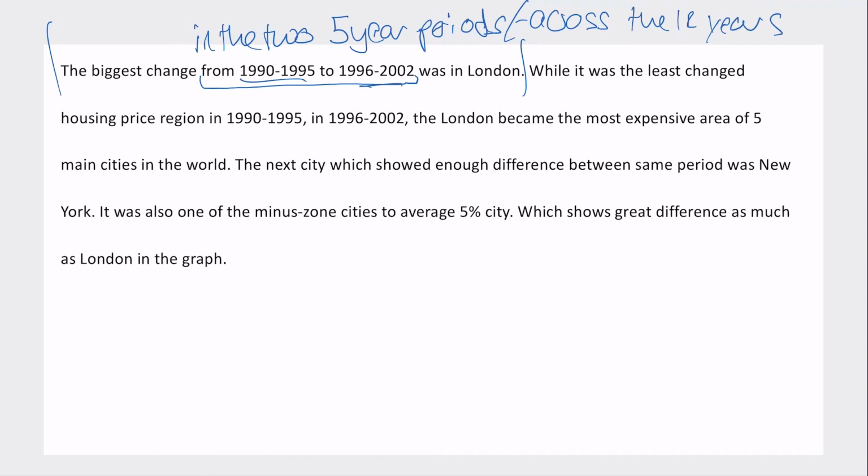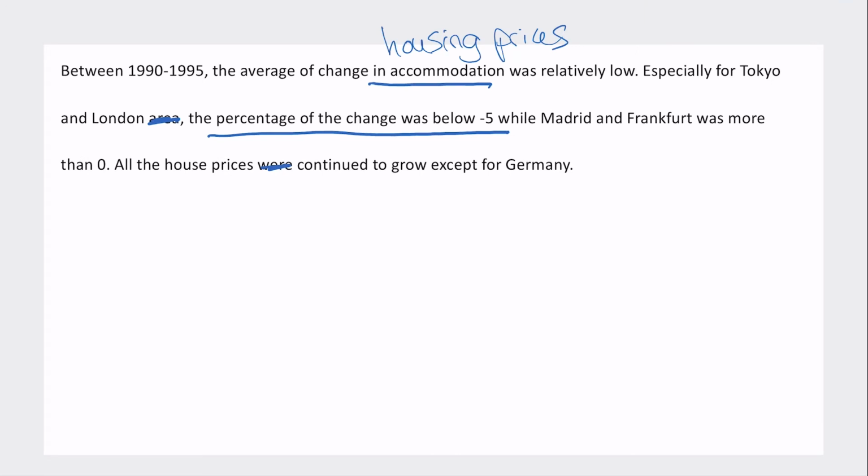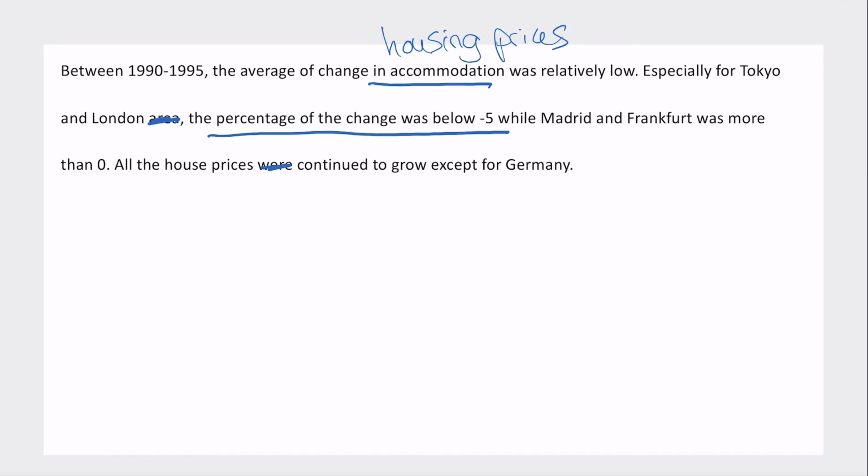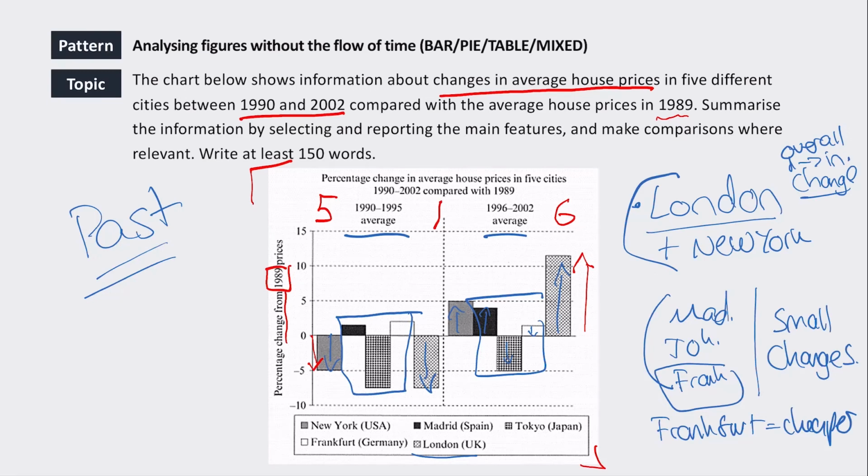While it was the least changed housing, but then here you just said London, the percentage change was less than 5%. It was relatively low. But then London became the most expensive area. Oh, were they trying to... okay, so they're focusing on just this one period. Oh, the house change was relatively low. But then again, London's not the lowest change. The lowest change is Madrid. Madrid is the lowest change in this period.